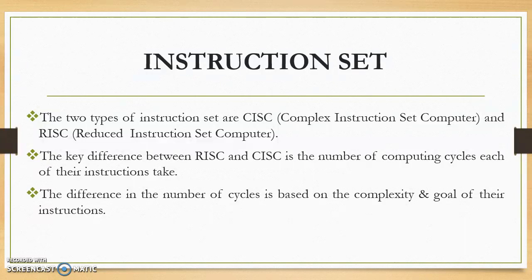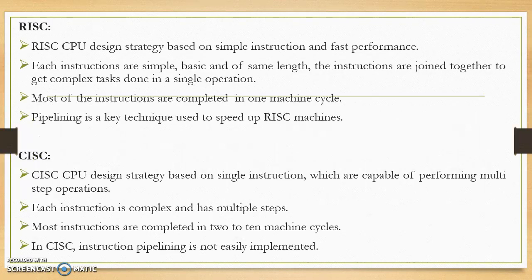Next comes the instruction set. Instruction sets are of two types: complex instruction set computer and reduced instruction set computer, that is CISC and RISC. The key difference between RISC and CISC is the number of computing cycles. So the difference is based on the complexity and goal of their instructions. Here are a few differences between RISC and CISC.